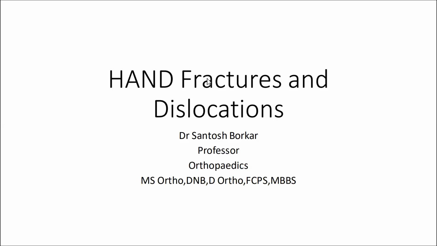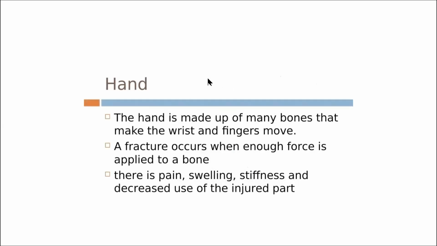I will be talking about hand fractures and dislocations. The hand is made up of many bones that make the wrist and fingers move. A fracture, that is a break in the continuity of the bone, occurs when enough force is applied to the bone. It leads to pain, swelling, stiffness, and decreased use of that part.